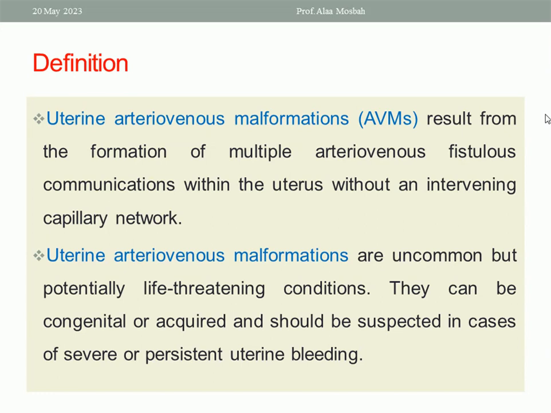So is it common? No, it is a rare condition, but I think it is increasing nowadays due to certain risk factors. So uterine arteriovenous malformations are uncommon but potentially life-threatening conditions. That's why it is very important. They can be congenital or acquired, and they should be suspected in cases of severe or persistent uterine bleeding.